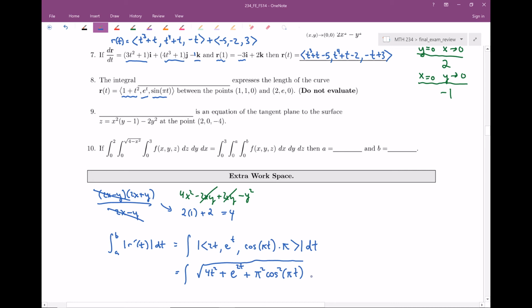And now the only question maybe left that I have is, what should the bounds be? Well, I know it has to travel between the points (1, 1, 0) and (2, e, 0), but the problem is that I'm taking an integral with respect to t. These are x's, y's, and z's, and I need t values.